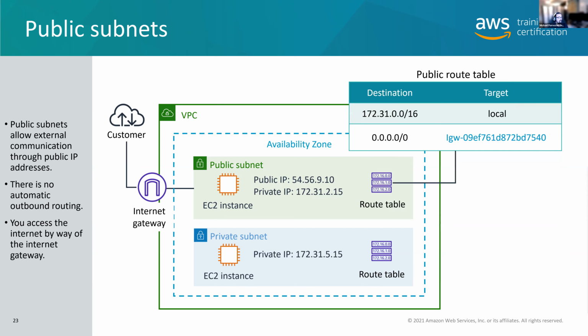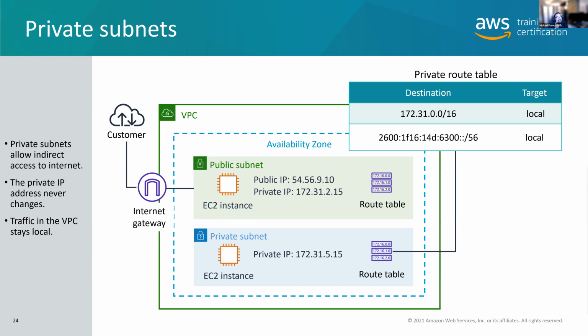Now, public subnets we already talked about, they have an attached internet gateway. If we look at private subnets, guess what? They do not have an internet gateway. So traffic is just going to stay local in a private subnet. Now, there is a way for you to get a private subnet to route into a public subnet and then get out to the internet. That's called a NAT gateway. We're going to talk about that in a second.